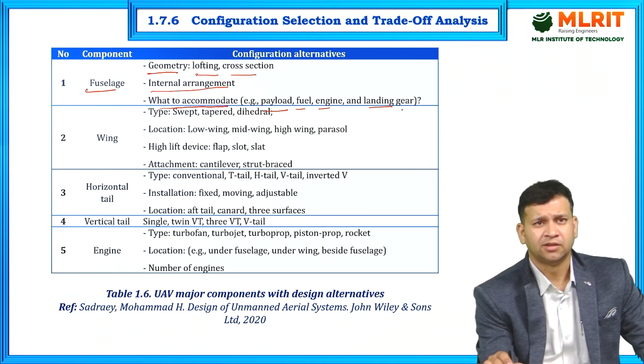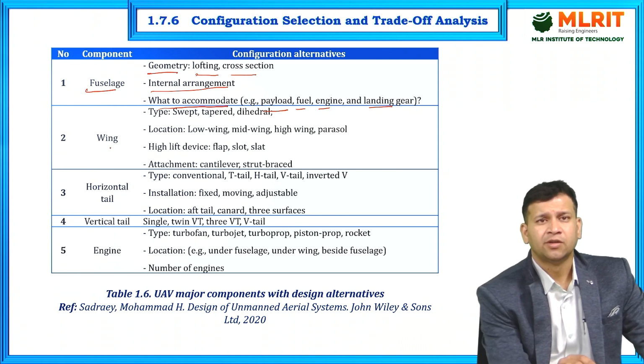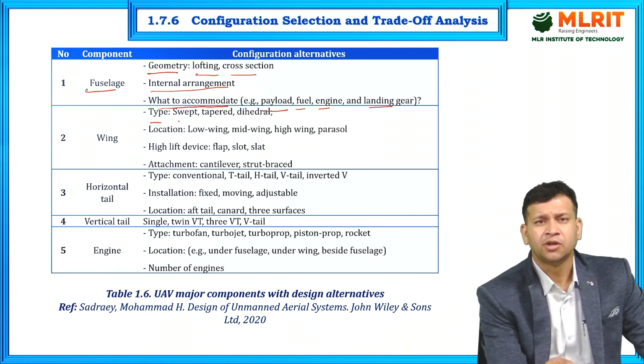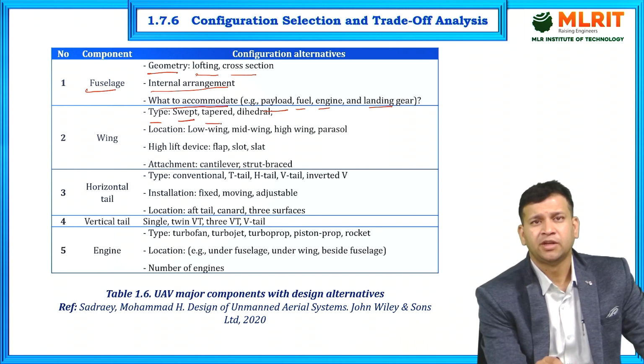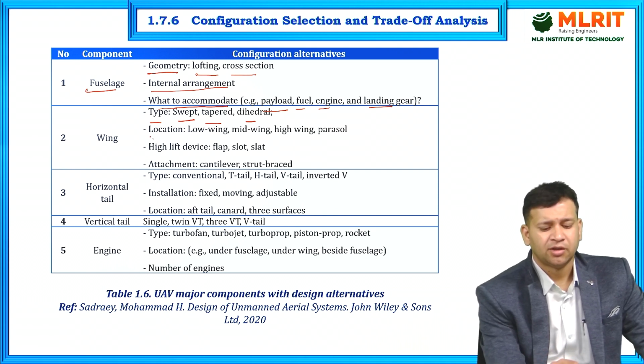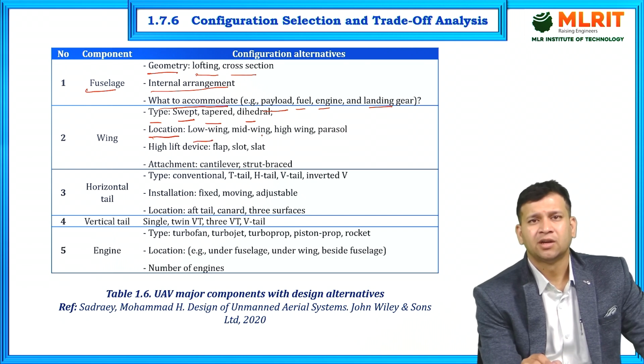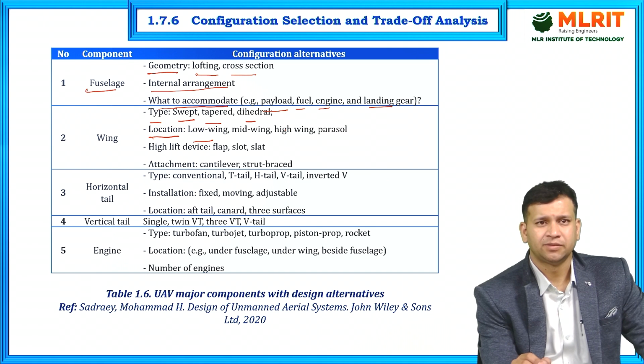What all the components or what all the payloads are to be accommodated in this fuselage has to be decided. Then when it comes to wing, we have various options. What type of wing do we have? Are we going to use swept wing, tapered wing, dihedral wing, anhedral wing? Depending upon the configuration of the wing, we can choose. Next, based on the position, whether it is a low wing, mid wing, high wing, or a parasol wing, we need to choose even the location.